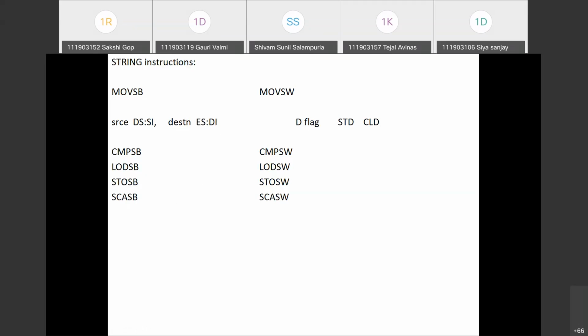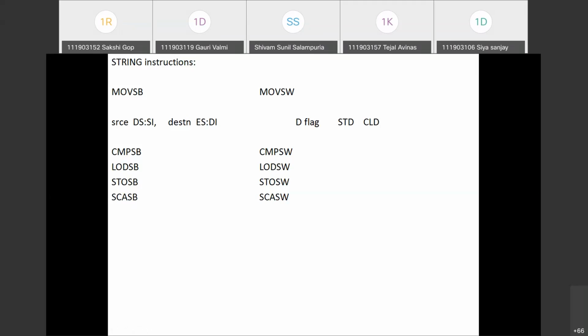It does AL minus destination byte. In a comparison, only flags are affected. AL doesn't get modified. Scan string byte is trying to look for a particular quantity. What is that? Content of AL in destination. So depending on what is there, as per DI, going to that memory content byte, AL minus that byte, the comparison is carried out and only flags are affected.